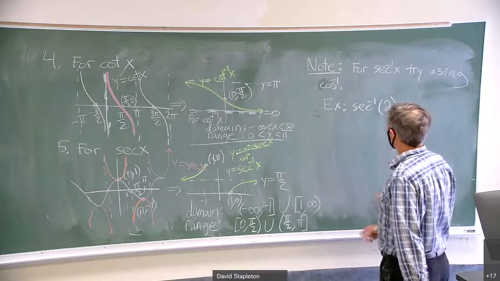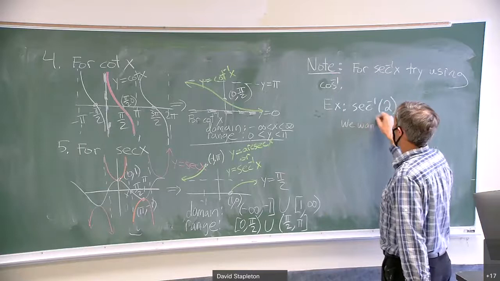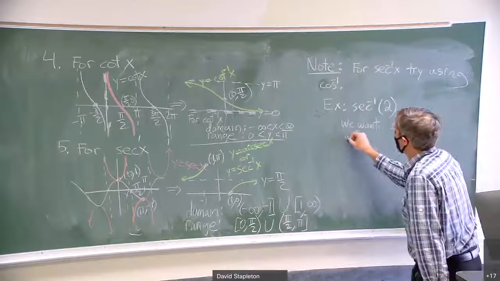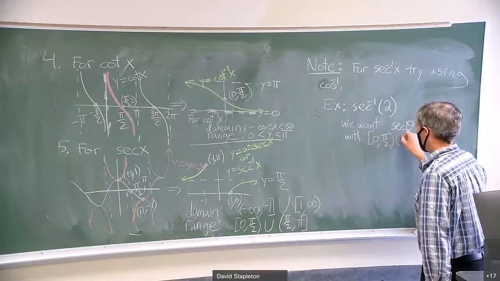Because what we want is secant of theta equal to 2, right? We want the angle theta such that secant theta is equal to 2. What's the range here? 0 to pi over 2, union pi over 2 to pi.